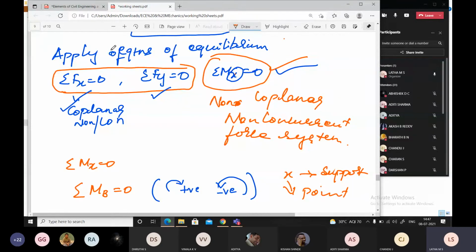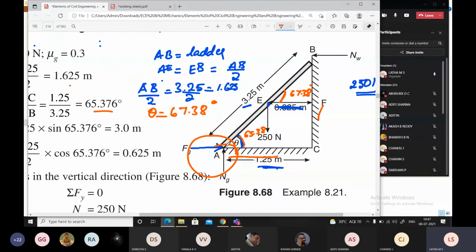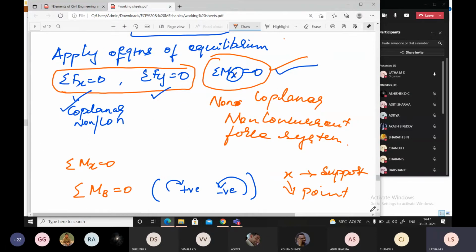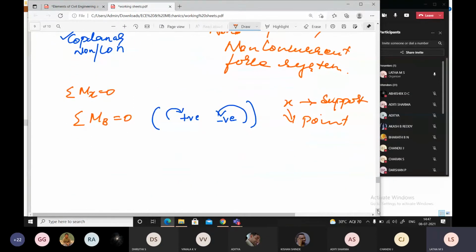Now in our problem, students, which is the body? AB is a body. Correct? Where is it resting? It is resting at either A or B. Yes or no, students? Where is the ladder resting? At A or at B. So preferably I can choose any of these points, either A or B. For the sake of it, I have preferred point B.